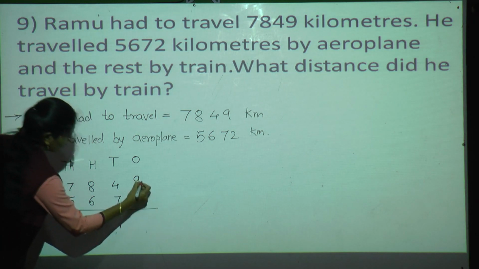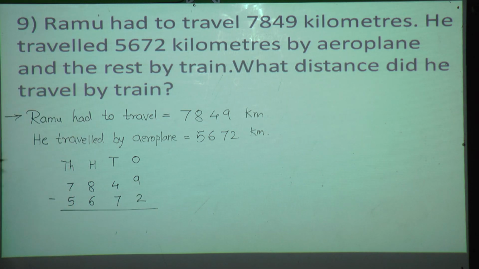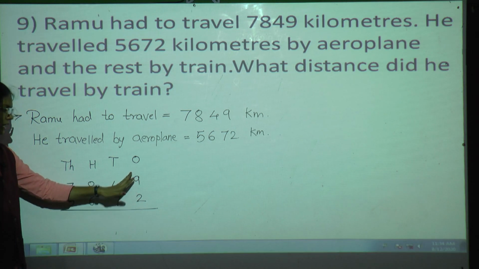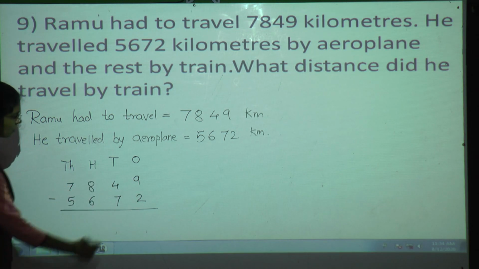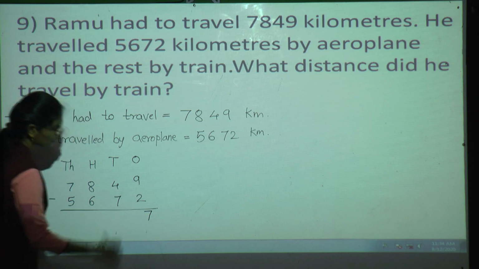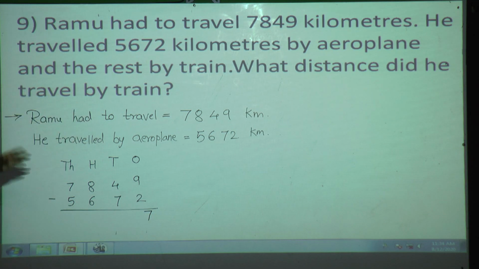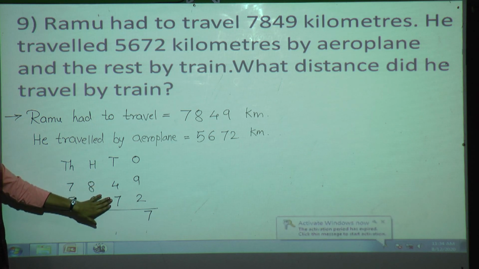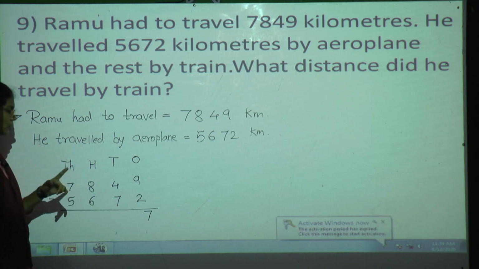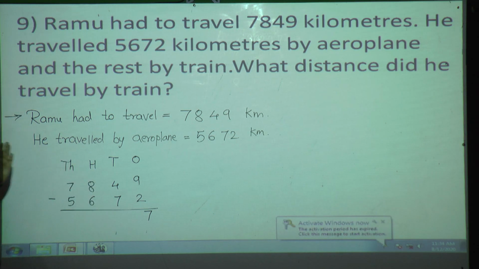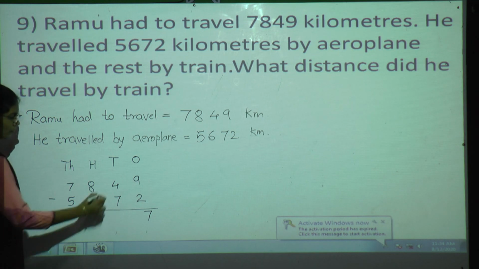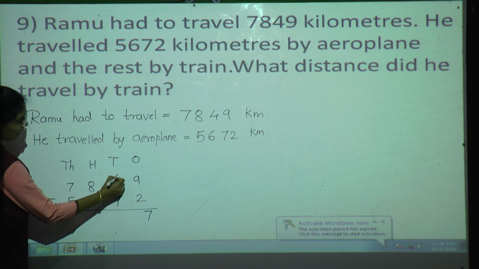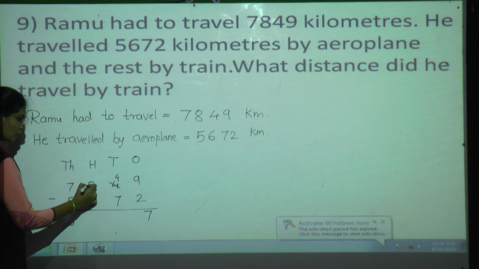Do the subtraction. 9 minus 2. See the ones place. Here 9 is there, here 2 is there. 9 minus 2 is very easy. After 2 count your fingers till 9. 9 minus 2 is 7. See the tens place column. Here 4 is there and here 7 is there. 4 minus 7. Can we do 4 minus 7? No, we can't do 4 minus 7. So what we will do? Just cut this 4 and write as it is, and then go to the neighbor.